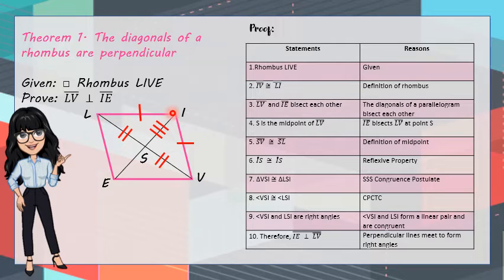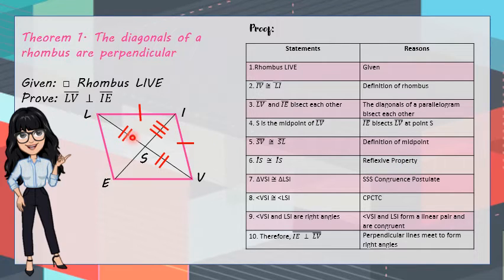We have LI is congruent to LI. So that is already S. And then we have here LS is congruent to SB or VS. So this is another S. And then IS is congruent to IS. IS is part of this triangle. IS is also a part of this triangle. And we know that this IS is just the same as the IS on the other triangle. So therefore, this IS is congruent to IS by reflexive property.